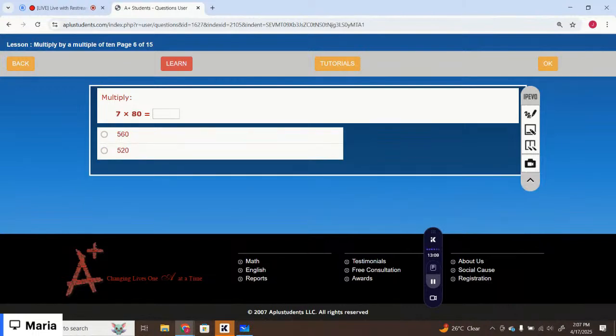7 times 80, which is the correct option? 7 times 8 is 56. Then you have to add the 0. So that is 560. Option number 1 is the correct option.